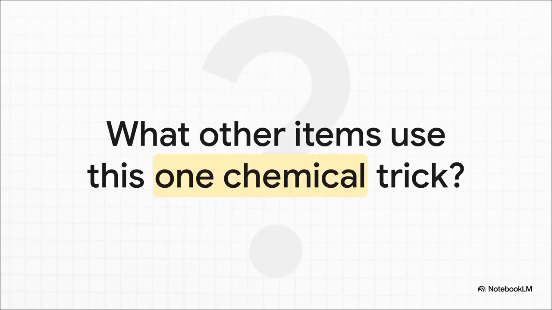So from a simple liquid oil to a useful, spreadable solid fat, all thanks to adding a little hydrogen with the help of a catalyst. Pretty wild, right? This one chemical trick has totally shaped huge parts of our food industry. Which leaves me with one last question for you to think about. What other everyday items do you think are hiding the secret of catalytic hydrogenation?